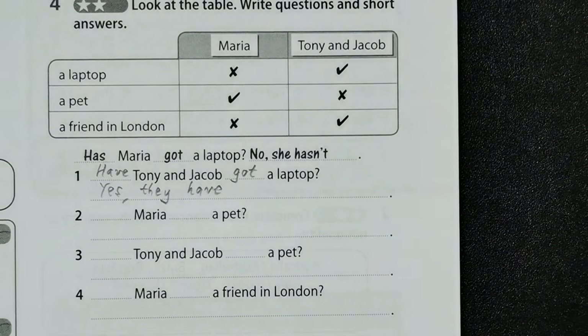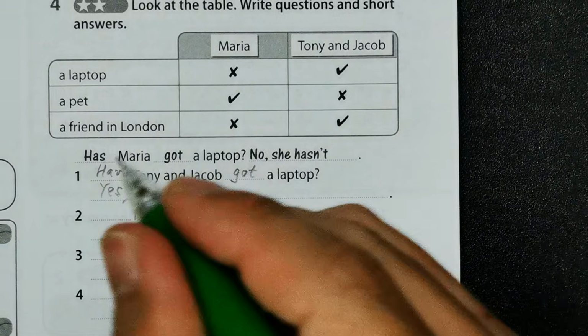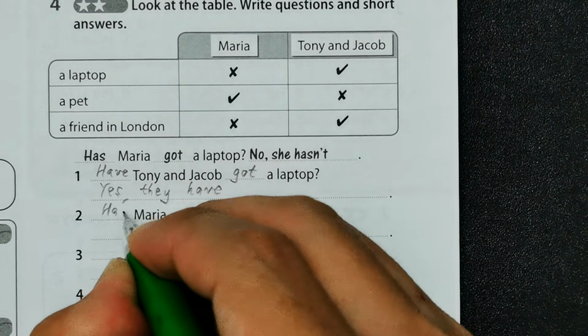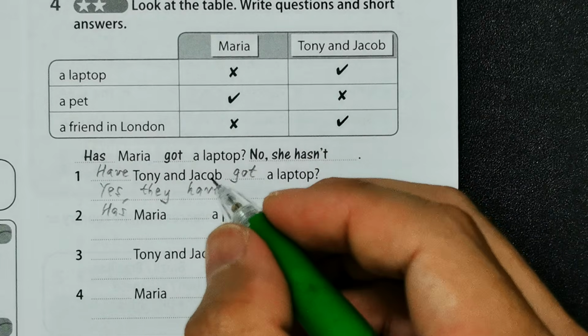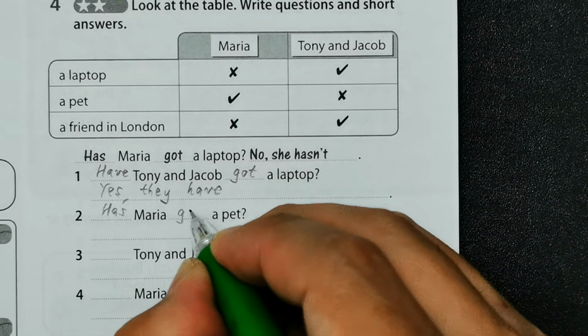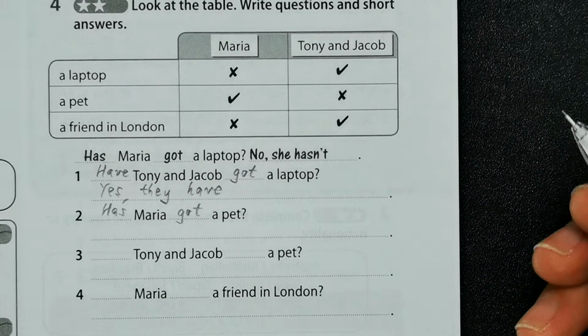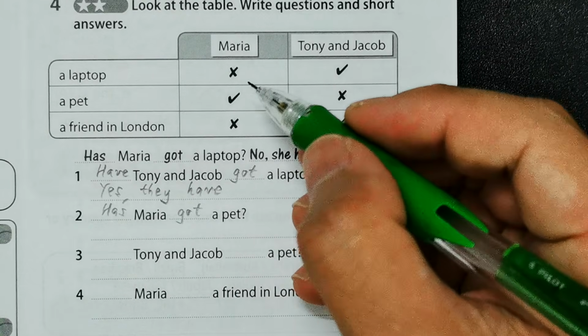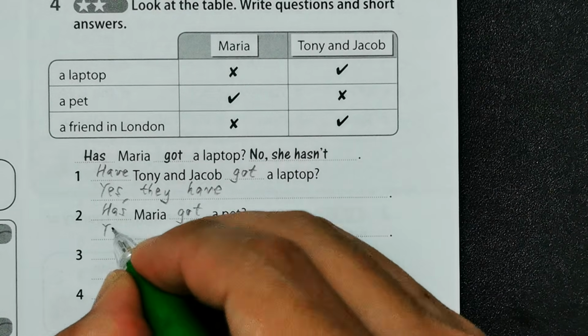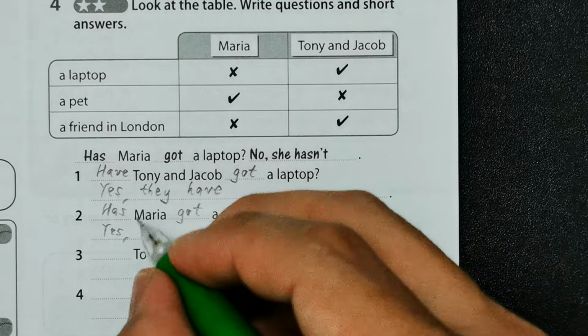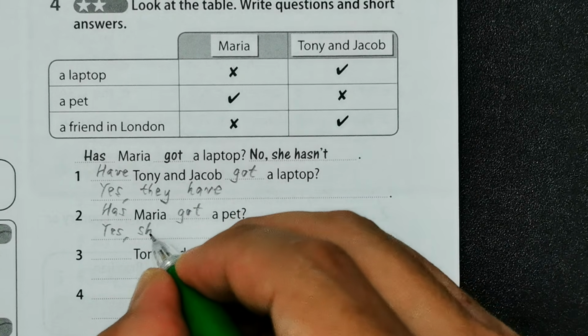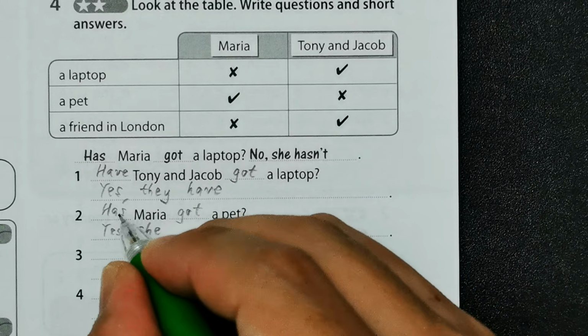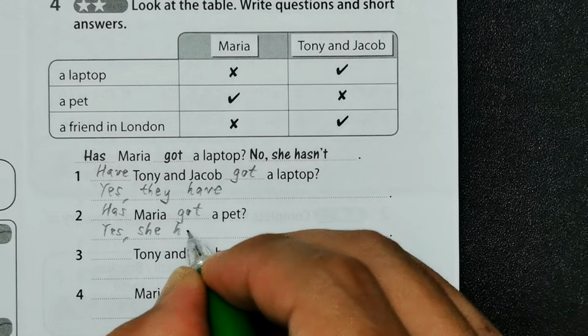And number two, Maria a pet. So you need to use has. Has Maria got a pet? So the answer again is a correct sign. So yes, she has. So Maria is a female, so Maria has. So she has.